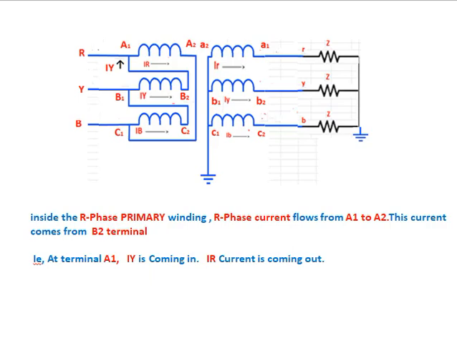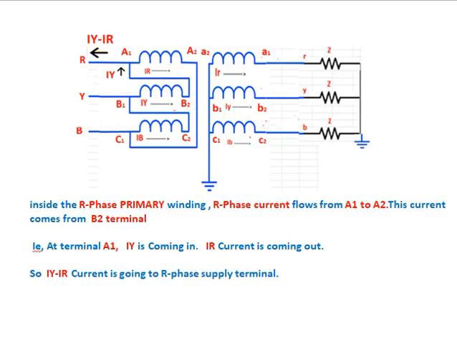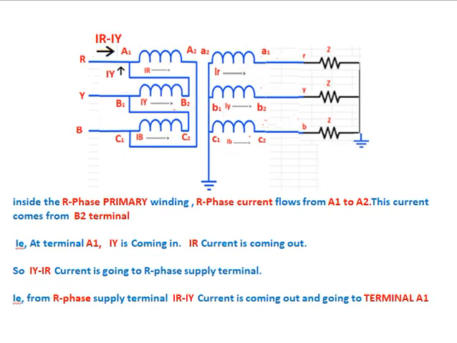Inside the R phase primary winding, R phase primary current flows from capital A1 to A2. This current comes from the B2 terminal. That is, at terminal A1, IY is coming in, IR current is going out. So IY minus IR current is going to the R phase supply terminal. That is, from the R phase supply terminal, IR minus IY current is coming out and going to terminal A1.